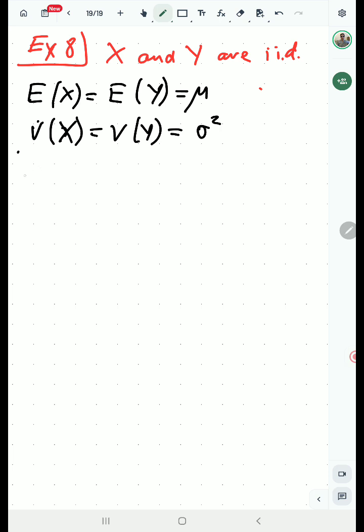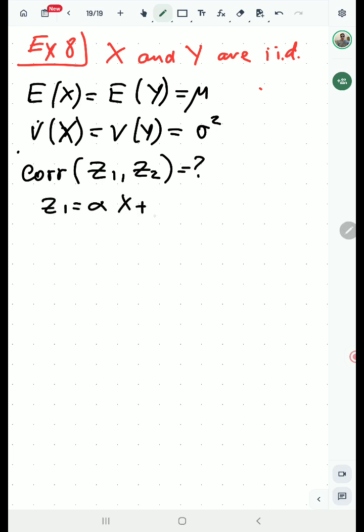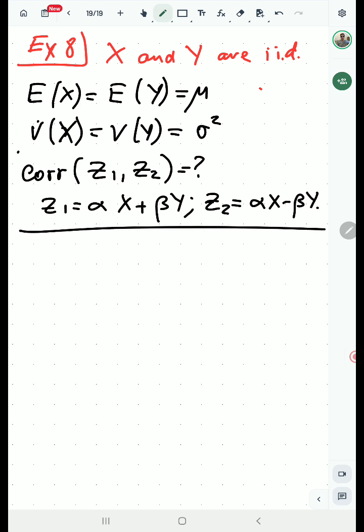between two random variables. Correlation between z1 and z2, where z1 is equal to alpha x plus beta y, and z2 is equal to alpha x minus beta y. Right? Now let's do that.